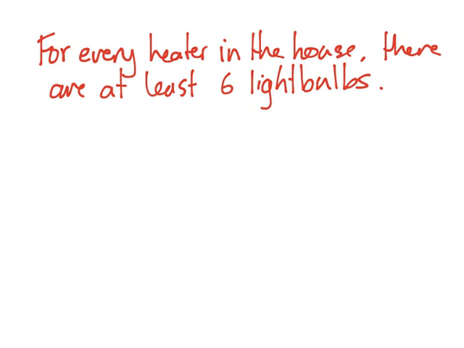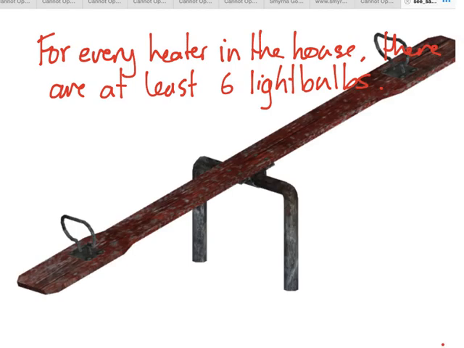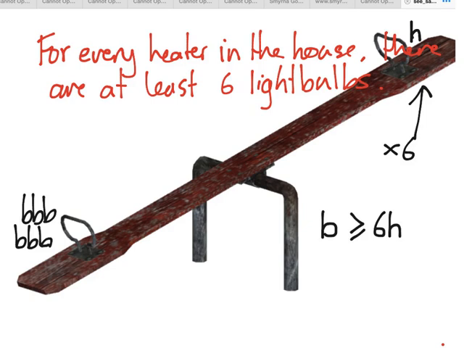For every heater in the house there are at least 6 light bulbs. That is until I got the idea of the old seesaw. So by using the symbols of H for heater and B for bulb, we're going to put the 6 B's on the bottom and the H on the top. Now if we were to make it equal, we would have to multiply that side by 6. So hence the inequality is B is greater than or equal to 6H.